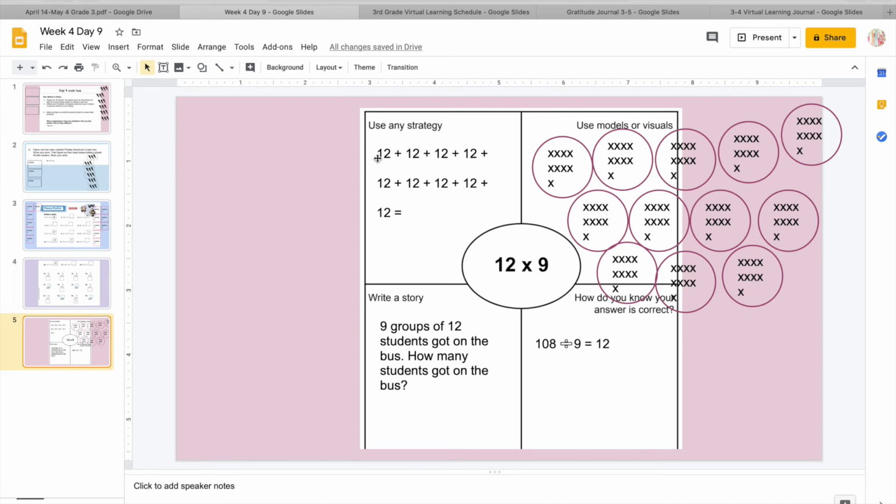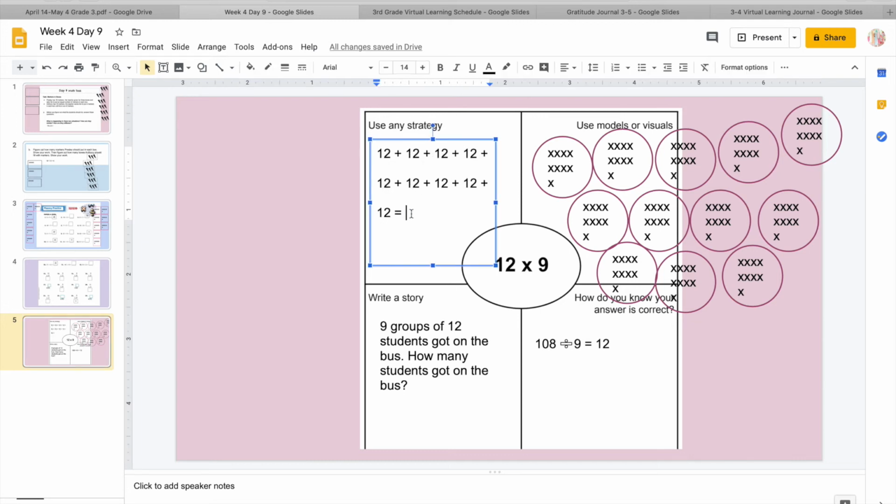So for my strategy, I used repeated addition. Remember, repeated addition means you're going to add one of these numbers the other amount of times. So I chose 12, which means I'm going to add it 9 times. So I'm going to make sure: 1, 2, 3, 4, 5, 6, 7, 8, 9. So you can add those in your head.